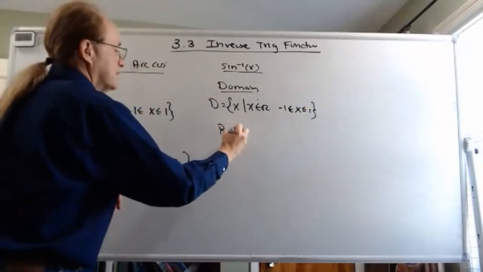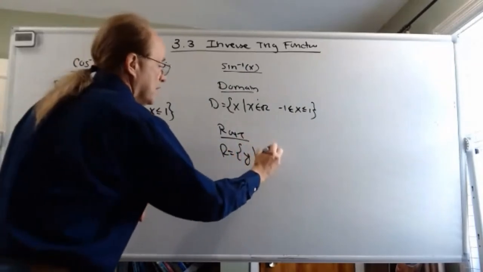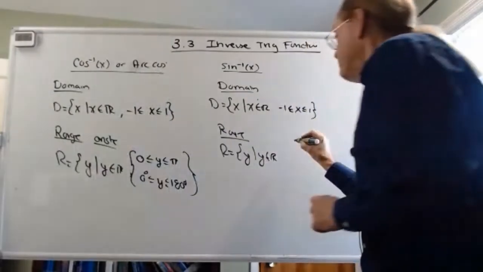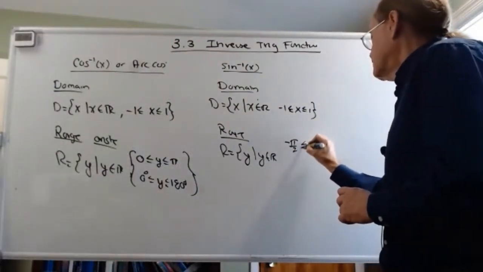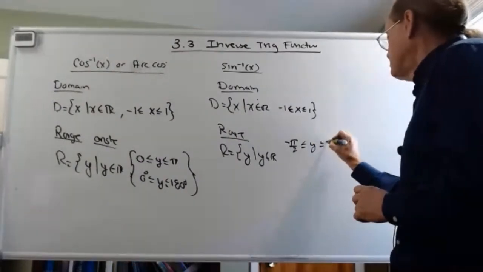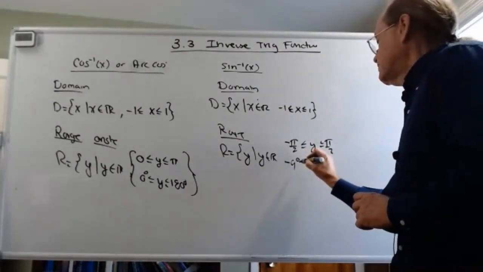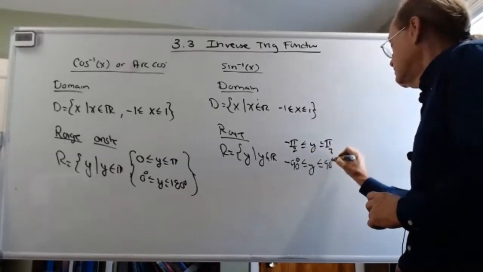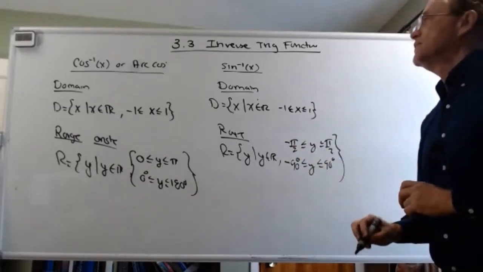And the range for this is different. So the range over here is a set of all elements y. y is a real number. But if I write it in both ways, I put minus pi over 2 less than or equal to y less than or equal to pi over 2. Or if I use degree measure, minus 90 degrees less than or equal to y less than or equal to plus 90 degrees. It gets a little bit confusing, but that's the way it is.